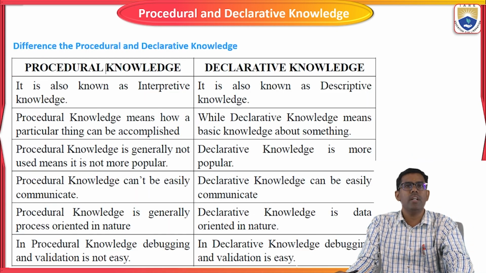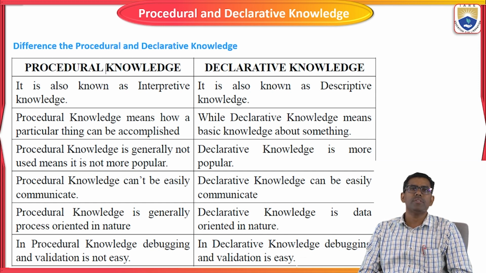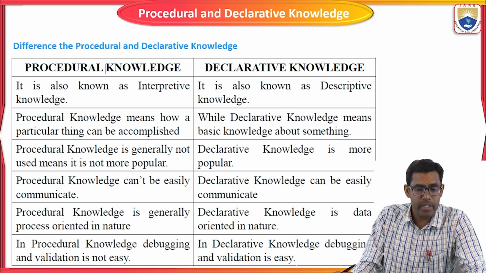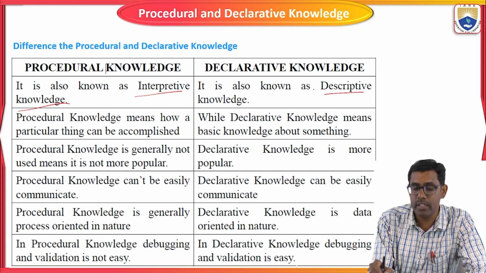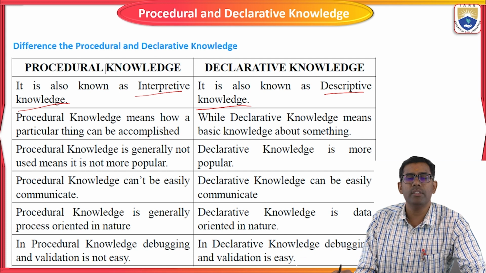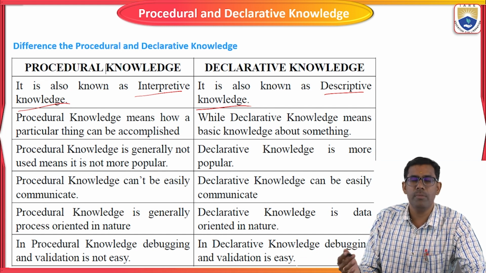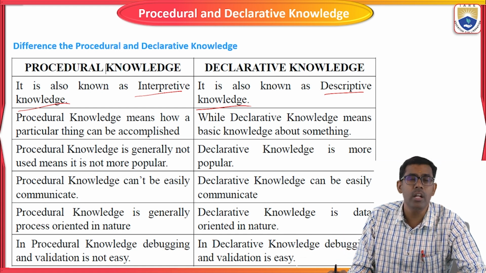So here I have mentioned some basic differences between procedural and declarative knowledge. Here we already know that procedural knowledge is interpretive knowledge, while declarative is descriptive knowledge. Procedural knowledge is interpretive because it applies rules and procedures. You need to follow some procedure to calculate anything, to do something on the particular problem statement. That is procedural knowledge.